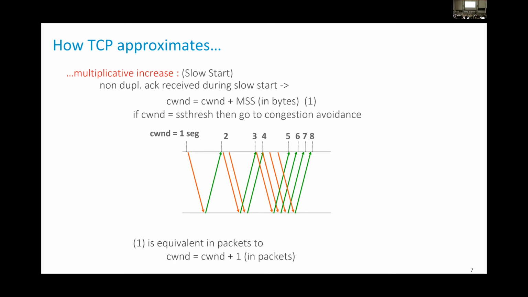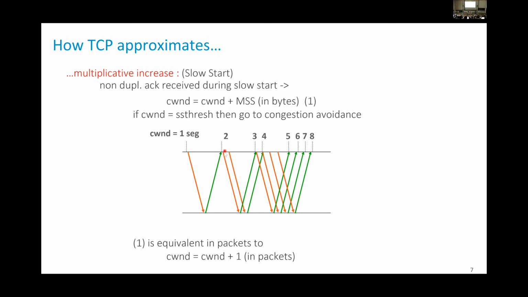The multiplicative increase is implemented only in slow start. Of course, we know from the theory of AIMD that the increase we should do in order to improve fairness is additive. But during slow start, we still do multiplicative increase. And the way it's implemented is in a similar way. For every acknowledgement that you receive, you increase this window by 1 packet. So this is illustrated here.